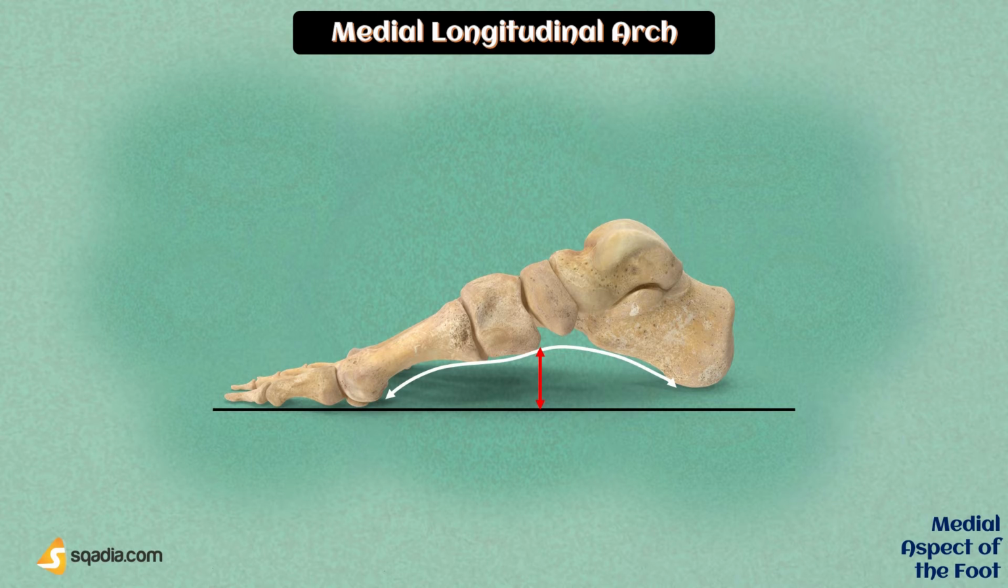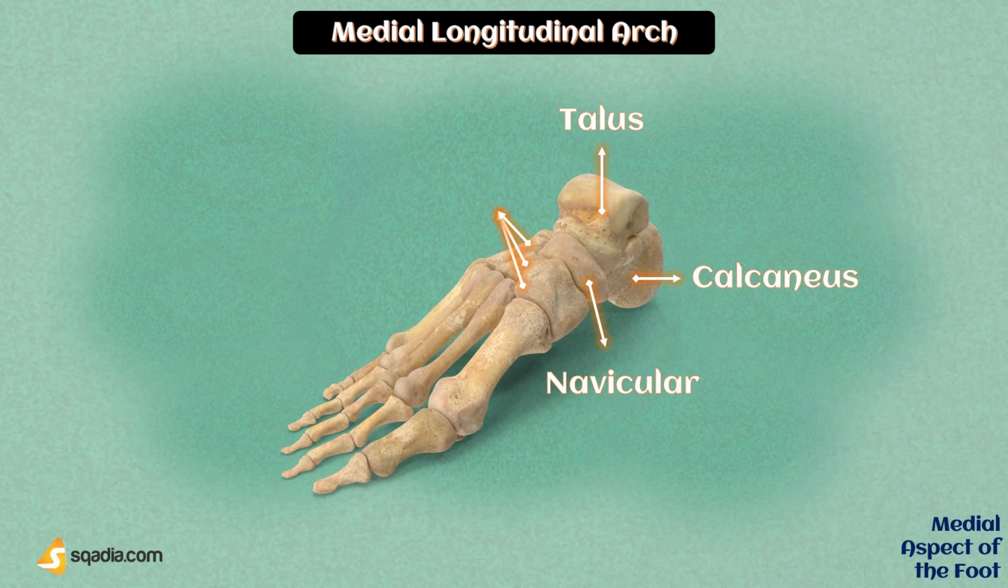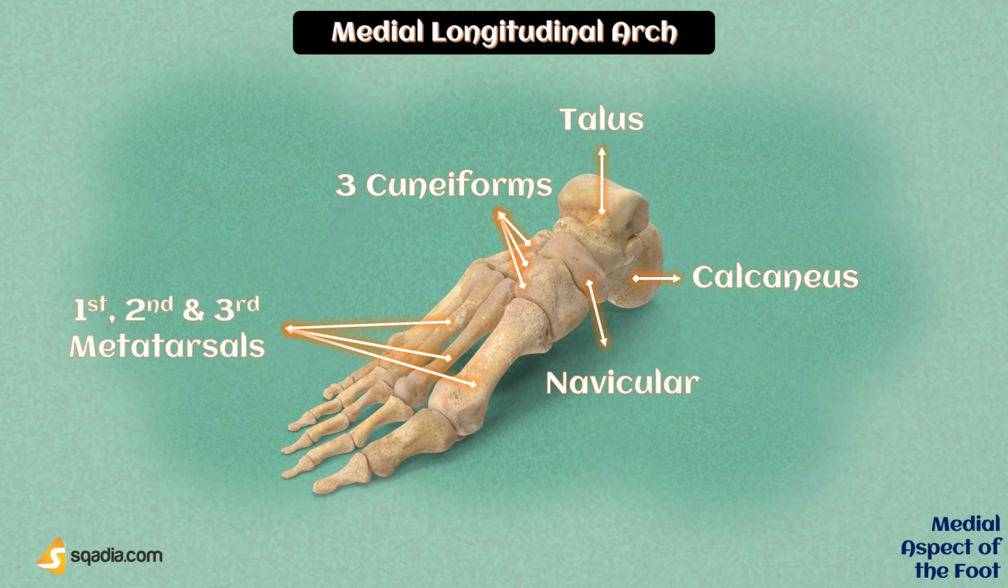As mentioned before, the arches of foot are mainly made up of the bones among other structures. So, the bones that are part of the medial longitudinal arch are calcaneus, talus, navicular, all 3 cuneiform bones, and first, second, and third metatarsals.